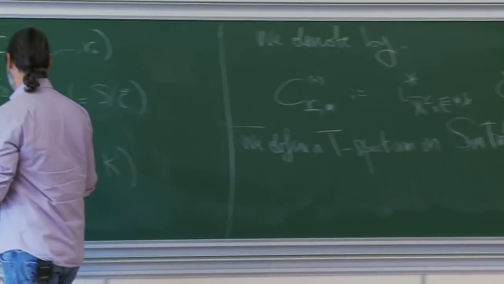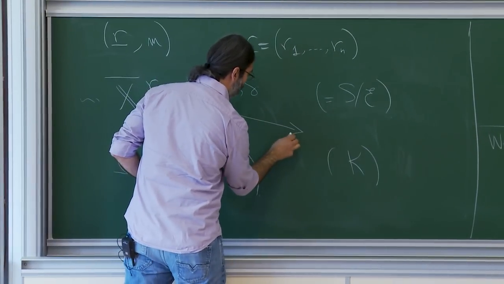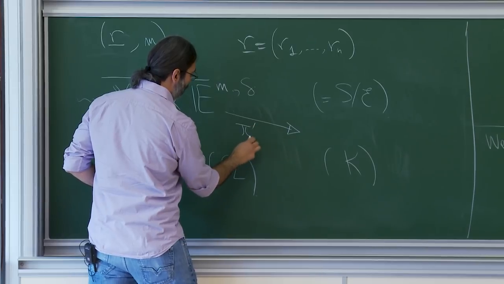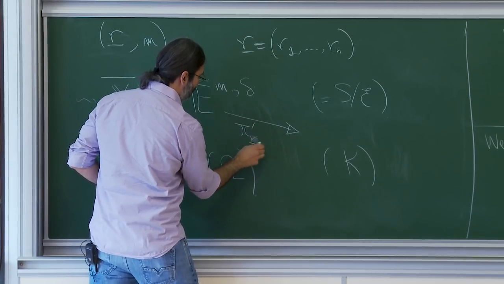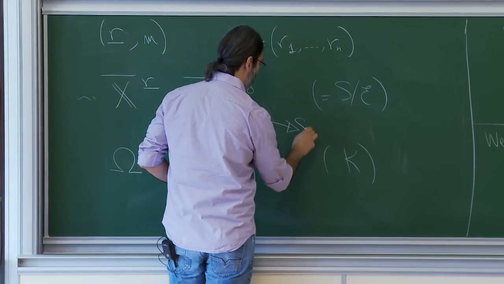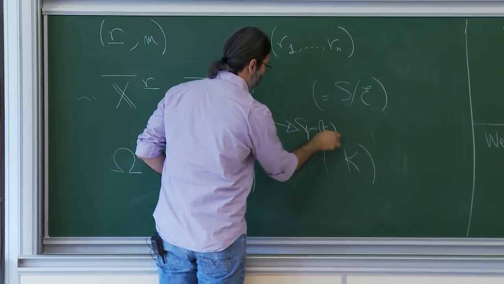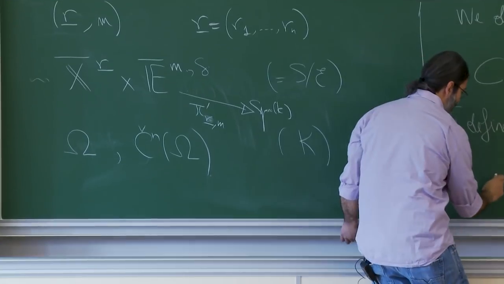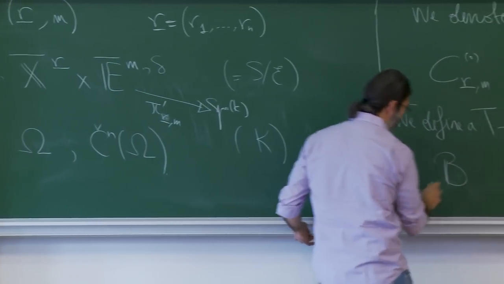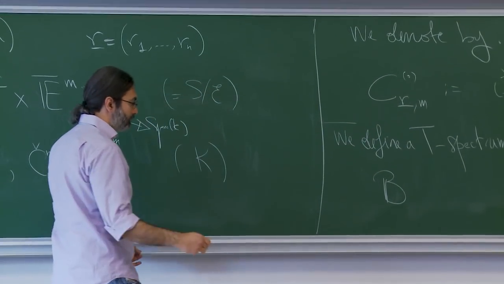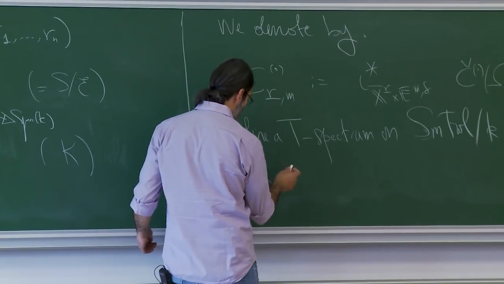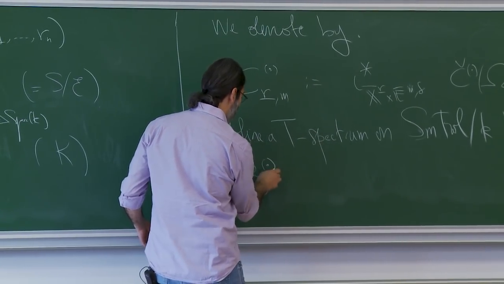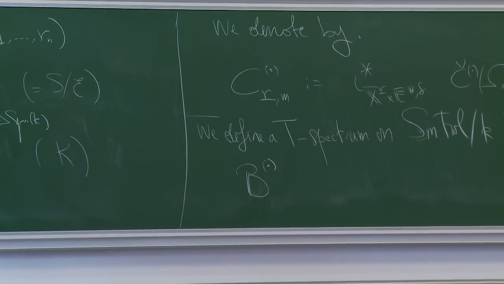So I'll denote by pi prime Rn, the projection to the point. Okay, and so I define the spectrum that I call B. Maybe be bold. And it's actually a cosimplicial object. So there's a dot here.